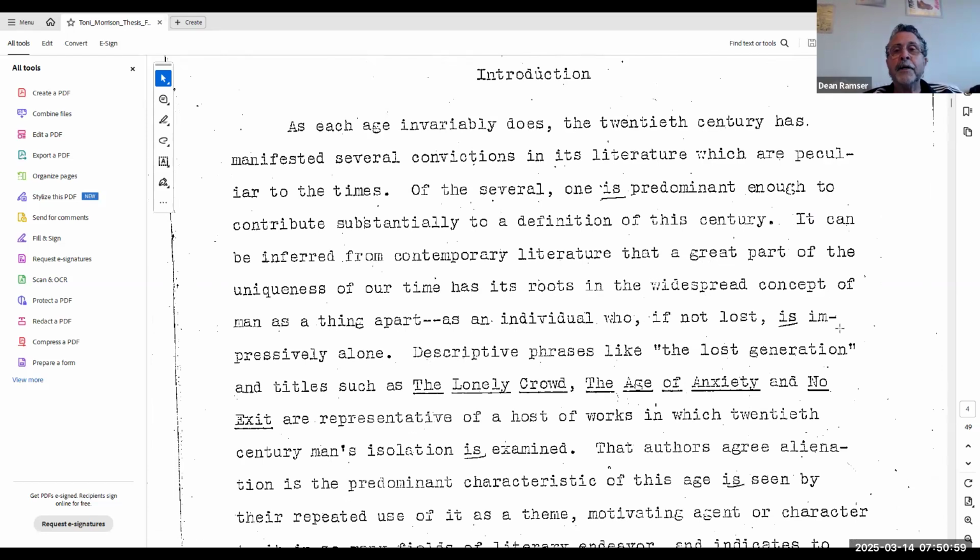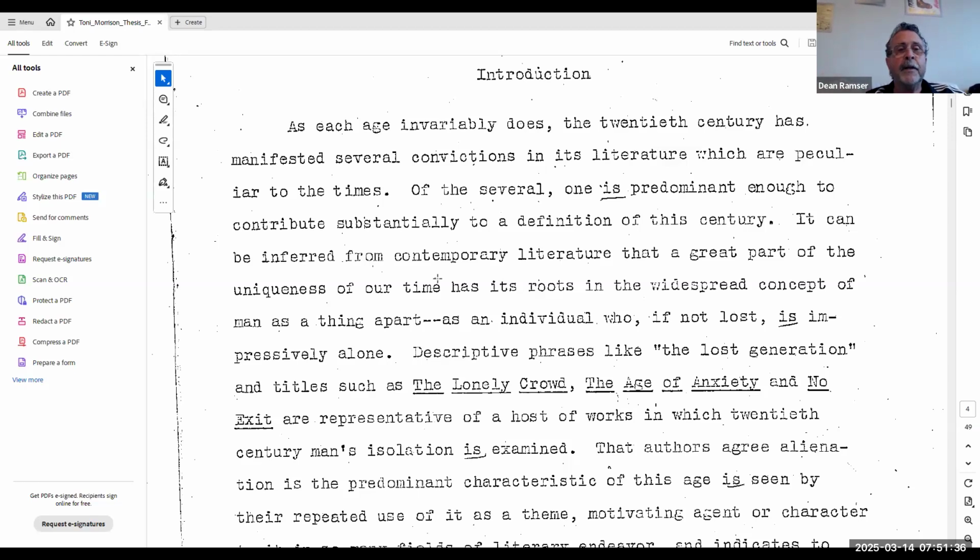"As each age invariably does, the 20th century has manifested several convictions in its literature, which are peculiar to the times." That's meant to bring the reader in. That could be called a hook, I guess. "The several," this is the pivot, and you can have it in your essay. Your rhetorical precis has it also, this sort of transition word or phrase. And in this example, Toni Morrison uses "of the several" as the transition phrase. You can use however, you can use yet, although, to move from sort of a broad into more specific analysis.